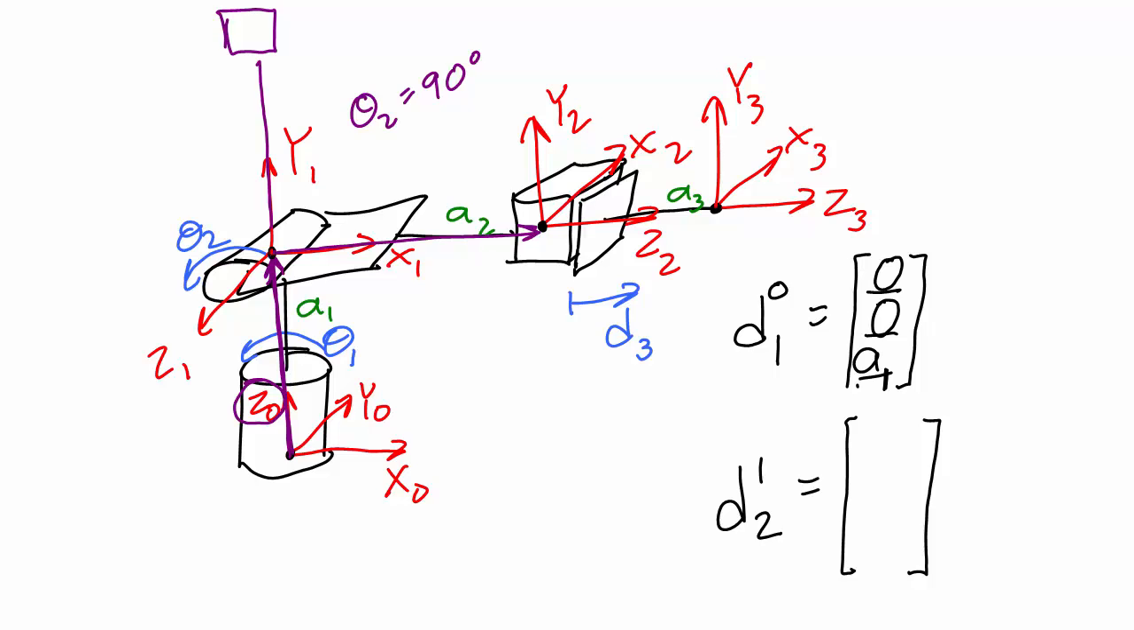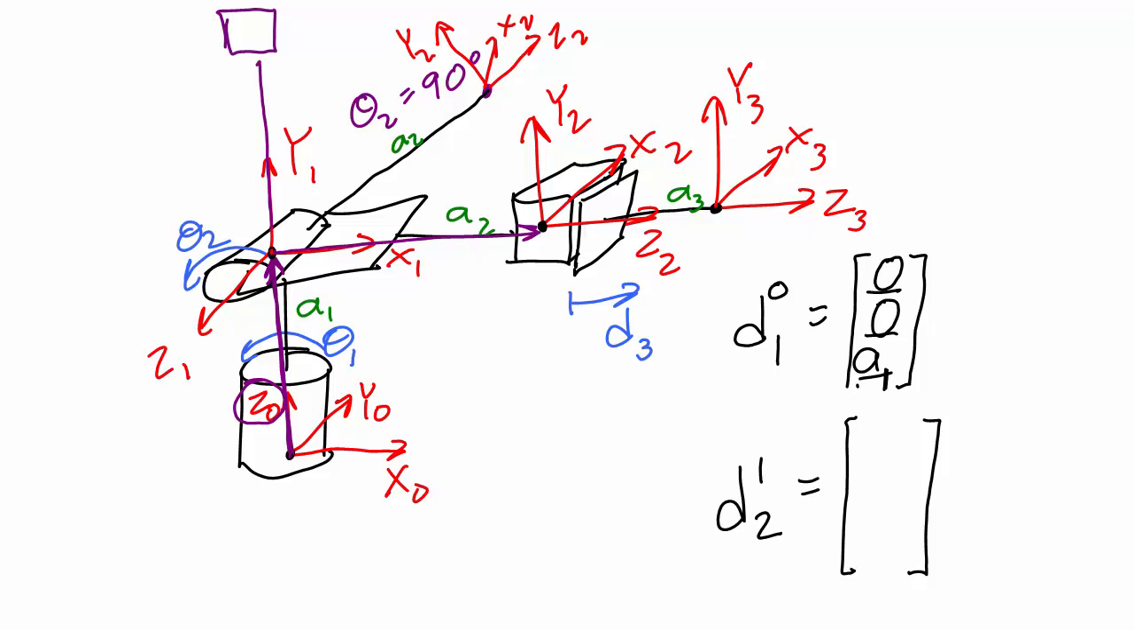Instead, I have to use the triangle relationship that we saw a moment ago. When theta 2 is some non-zero value, the center of frame 2 will be up here somewhere. And frame 2 will look like this. This will be Z2, and Y2 will be pointing like that. And X2 will still be into the page like this. In this case, the link will be going up like this. This distance will still be A2.